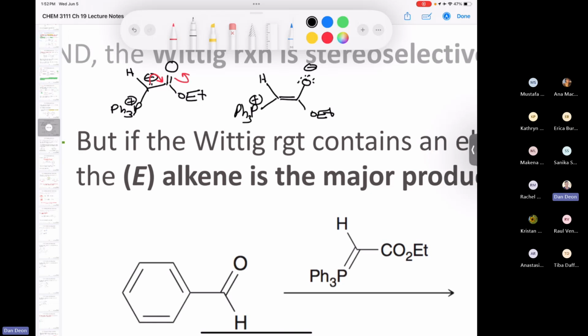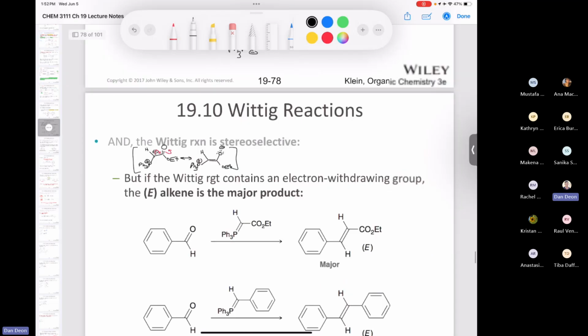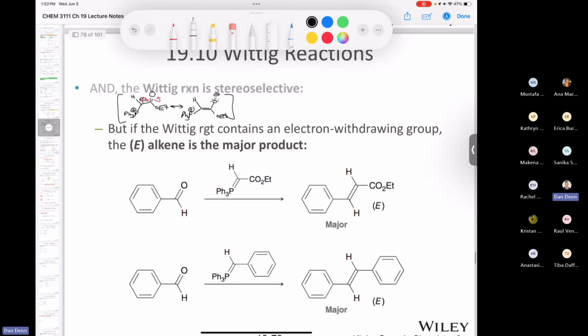Okay, those are the resonance forms. So we call that a stabilized ylide. Why? Because the negative charge on the carbon is stabilized. And you could also do the same kind of exercise with that aromatic ring. Well, in that case, you get the E product as the major product. Now, the real rationale as to why this happens with an electron withdrawing group is not super complex, but it's beyond the scope of our class. So I'm not going to ask you for an explanation.